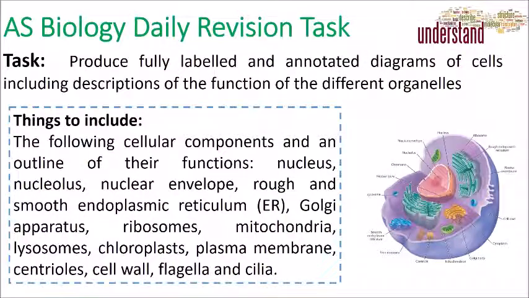In this revision task, you are asked to produce a fully labelled diagram with annotations about a cell. I personally would start off by drawing a cell in the middle and annotating around it, showing and explaining particular features.